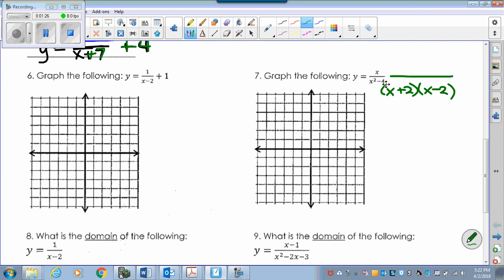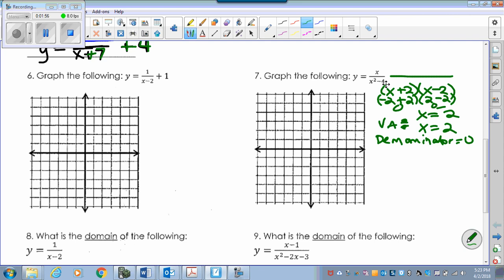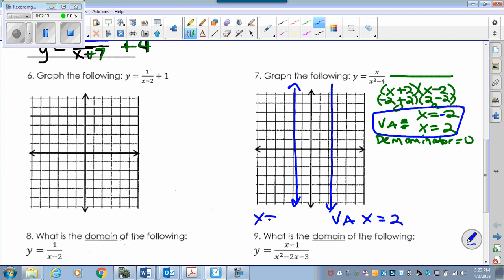All right, and so what values would make the denominator 0? My vertical asymptotes, they make the denominator equal to 0. Well, that would be x equals negative 2 and x equals positive 2. Right? If I put a negative 2 plus 2, that's going to be 0. And if I put 2 minus 2, that would be 0. Okay, so my vertical asymptotes are negative 2 and a positive 2. So there's one, right? And there's the other one. Those are my vertical asymptotes. x equals 2 and x equals negative 2.